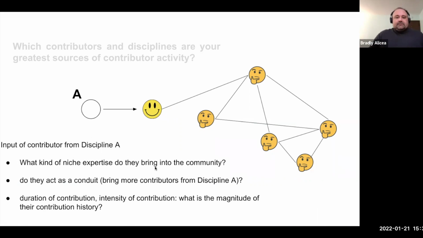Which kind of niche expertise do they bring into the community? Do they act as a conduit? Do they bring more contributors from discipline A, or do they act as their own sort of interdisciplinary unit? And how long do they contribute for? What's their intensity of contribution? What is the magnitude of their contribution history? All these things can shape this network in different ways.